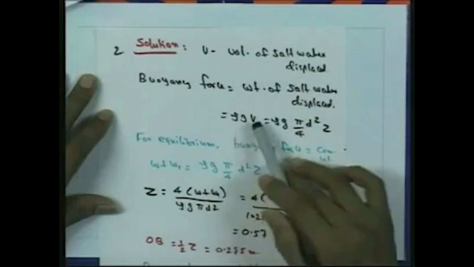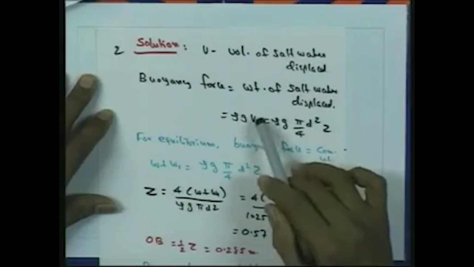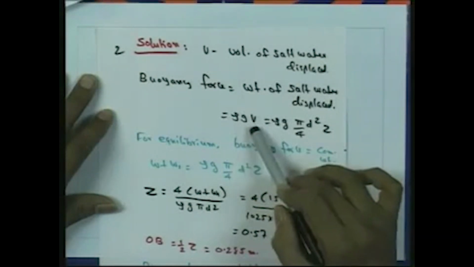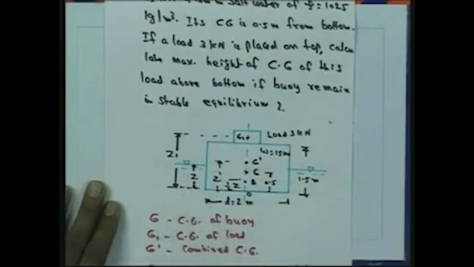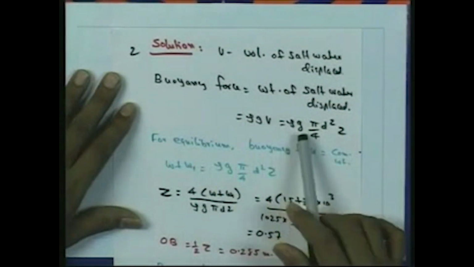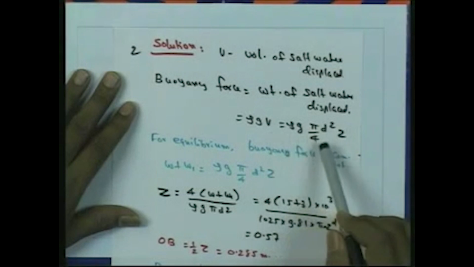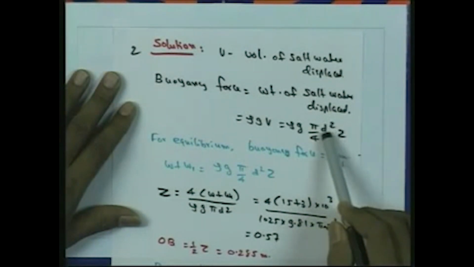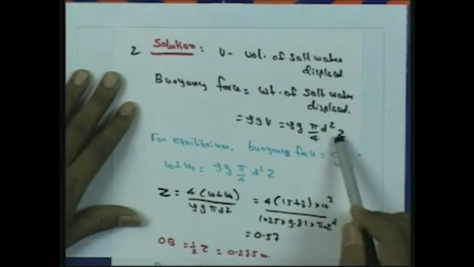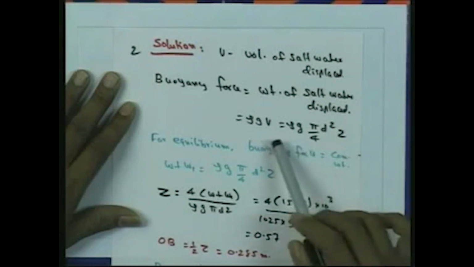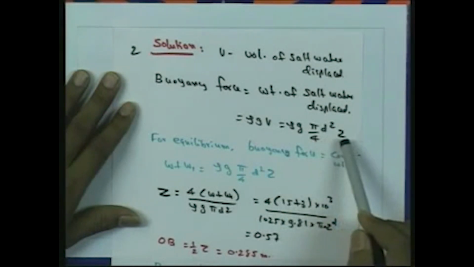That is equal to rho, the density of the salt water, multiplied by g, the acceleration due to gravity, into the volume of the salt water displaced, so rho into g into V. If Z is the depth of immersion of the buoy, we can write the buoyancy force as rho into g into pi d square by 4, where d is the diameter of the buoy. Pi d square by 4 is the area of cross section of the buoy, multiplied by the depth of immersion. So, buoyancy force is rho g pi d square by 4 into Z.